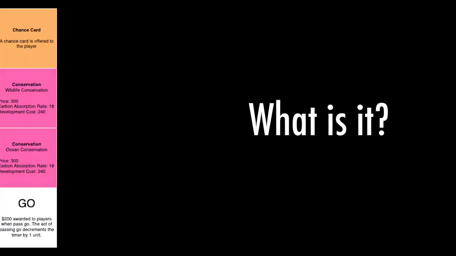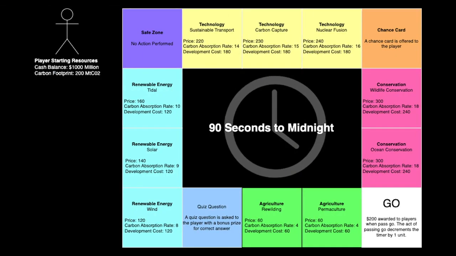90 Seconds to Midnight is the text-based Monopoly-style game centered around the theme of saving the planet. 2 to 4 players can act as countries trying to reduce their carbon footprint before the doomsday clock hits 0. It's a race to the bottom in which players must balance their cash resources with their carbon footprint to reach 0 before the others. Each country will start with 200 megatons of CO2 and a cash sum of $1,000 million to reduce and invest respectively.